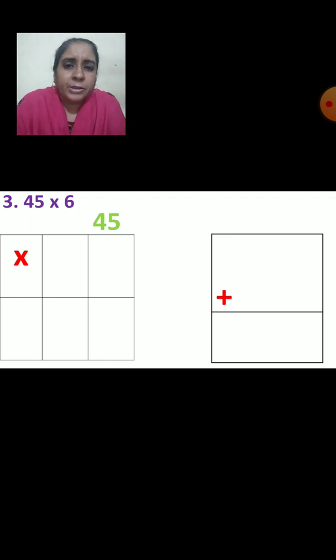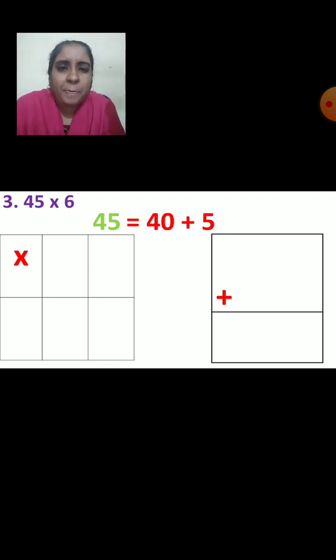Now we will do the third question. 45 multiplied by 6. Now here also you have to see the units. 5 is in units place. 4 is in tens place. Here also for all the numbers you have to write the breakup and then you have to multiply using the lattice method. So what will be the breakup of 45?